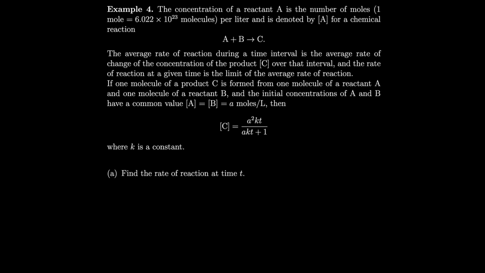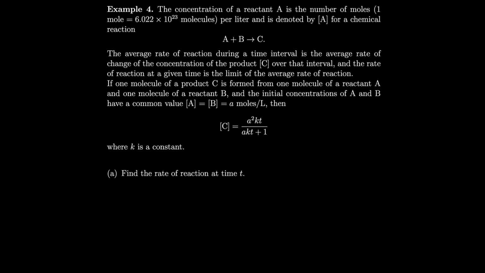Okay, if 1 molecule of a product C is formed from 1 molecule of reactant A and 1 molecule of reactant B, then the initial concentrations of A and B have a common value, so both of the concentrations are equal to a. Then the concentration of the product is given by this function, where k is just some constant.